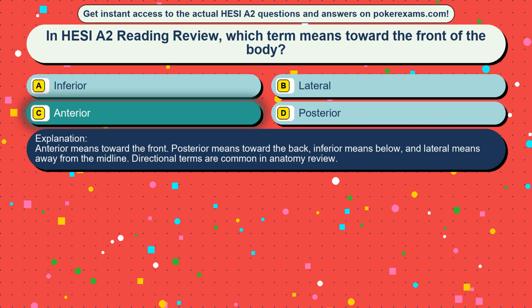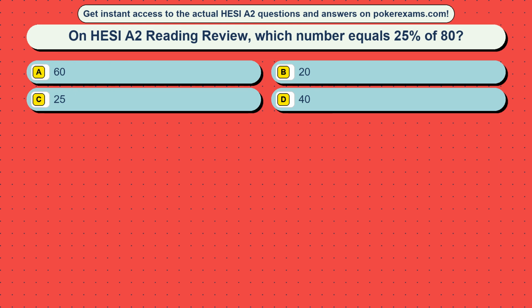Inferior means below, and lateral means away from the midline. Directional terms are common in anatomy review. Question 24. On HESI A2 reading review, which number equals 25% of 80? Option A, 60. Option B, 20. Option C, 25. Option D, 40.